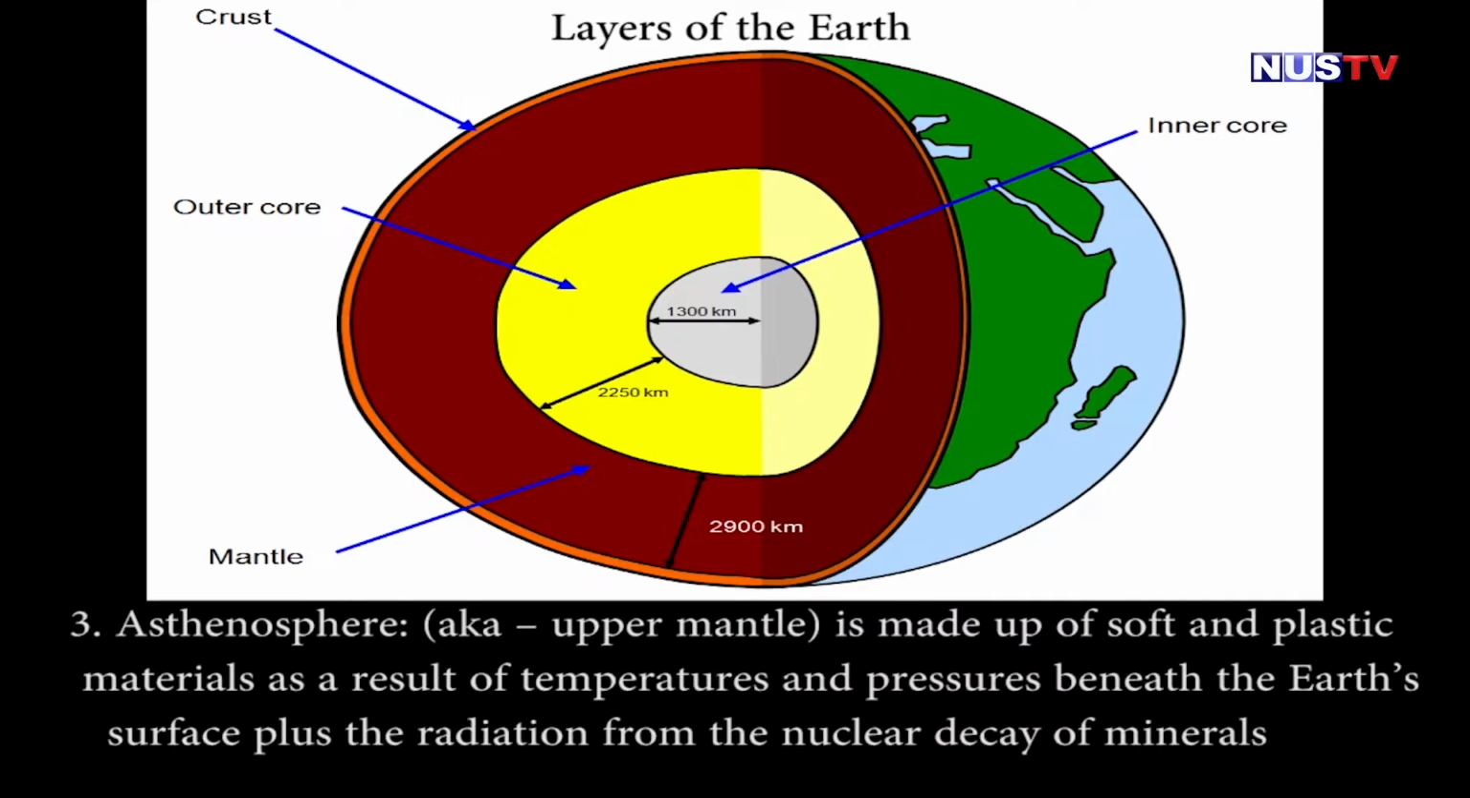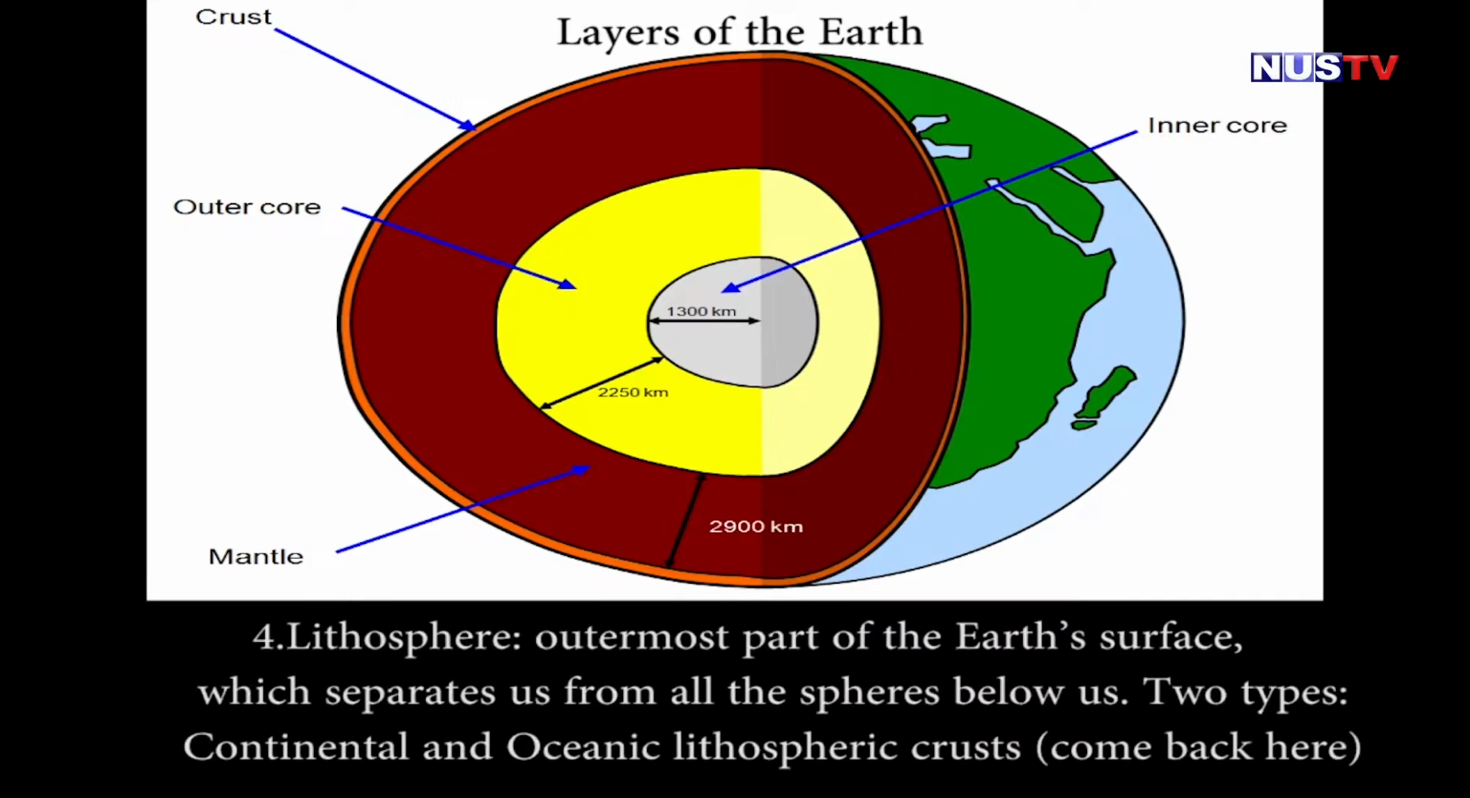Okay? And then we have the lithosphere. The lithosphere is the outermost part of the Earth's surface, the crust. That is the lithosphere. There are two types of lithosphere, the continental and the oceanic. But we'll come back to that.